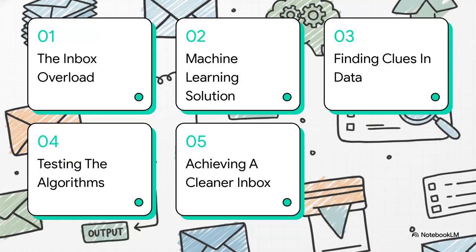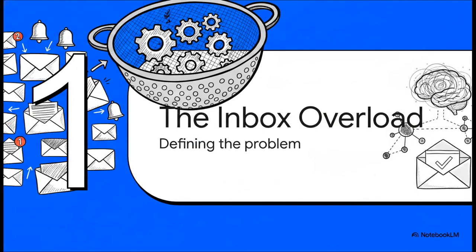Okay, so here's our game plan for today. We're going to cover 1. The inbox overload problem. 2. A machine learning solution. 3. Finding clues in data. 4. Testing the AI algorithms. And finally, 5. Achieving a cleaner inbox. Let's start right at the beginning with section 1, the inbox overload problem.